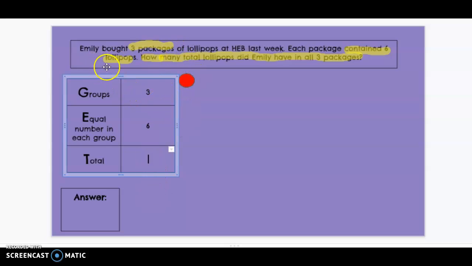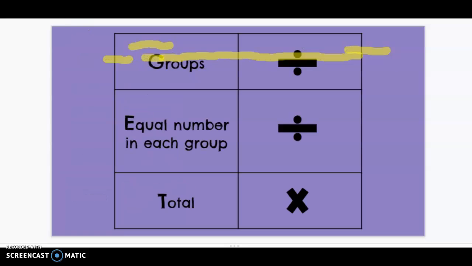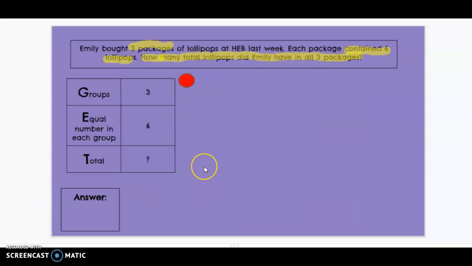Now, do I have a total? How many total lollipops do we have in all 3 packages? We do not have a total. That is what the question is asking us to find. So, that's what we're looking for. Now remember, when you're looking for your total, what operation are you doing? You are multiplying. Okay, so we're going to multiply.